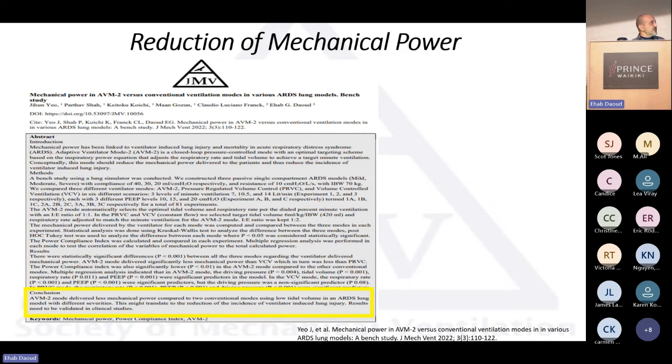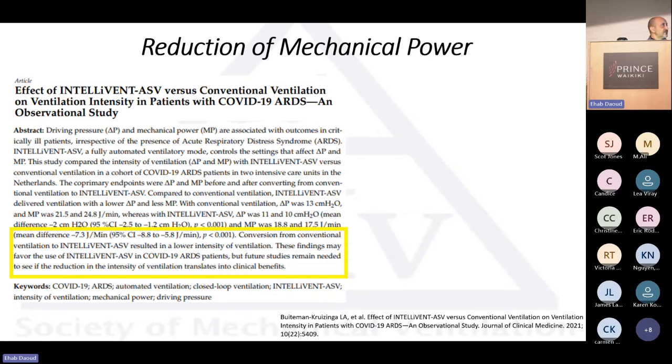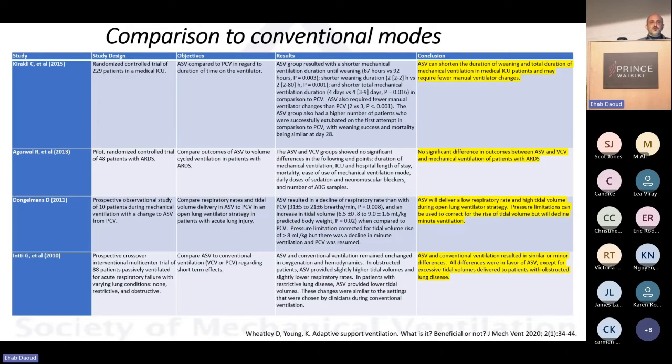Another study, again a small study in COVID, comparing IntelliVent to conventional ventilation. And as you can see, IntelliVent, again, reduced the intensity of breathing in those COVID patients. Most of those studies do not show any mortality benefit, and I will talk about this.